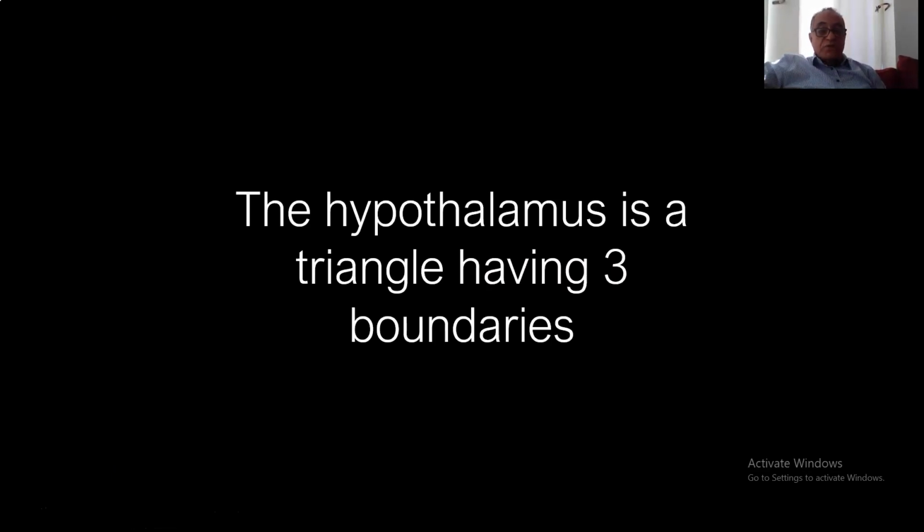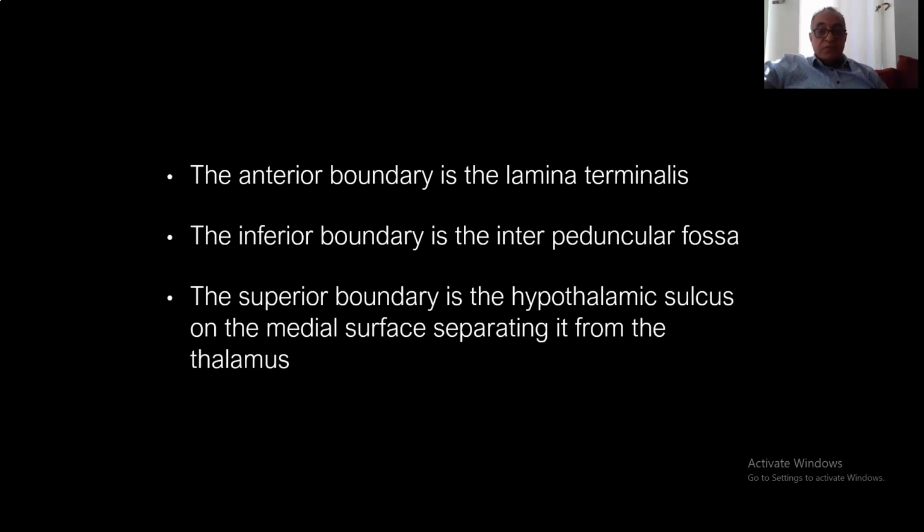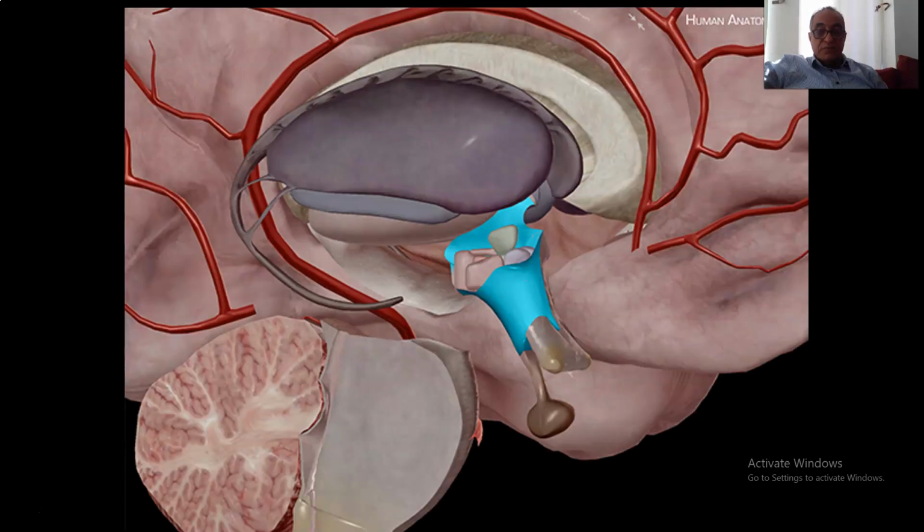The gross anatomy of the hypothalamus. The hypothalamus is a triangle having 3 boundaries, and from its name, hypothalamus, it is present below the thalamus. Actually, it is below and anterior to the thalamus. The anterior boundary is the lamina terminalis. The inferior boundary is the interpeduncular fossa, as we'll see now, and the superior boundary is the hypothalamic sulcus, which is evident on the medial surface of the hypothalamus, separating it from the thalamus.